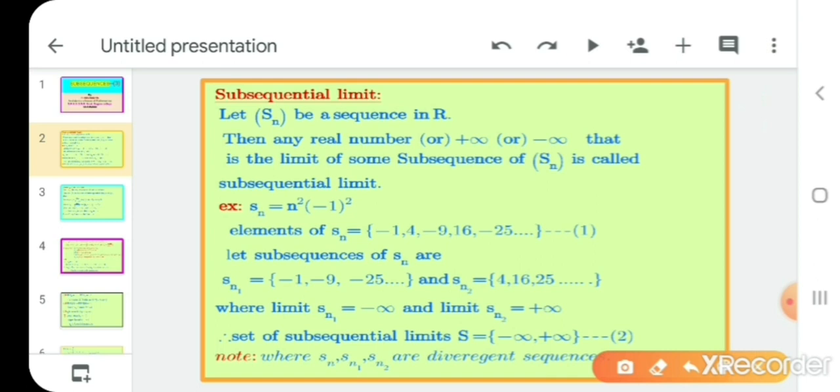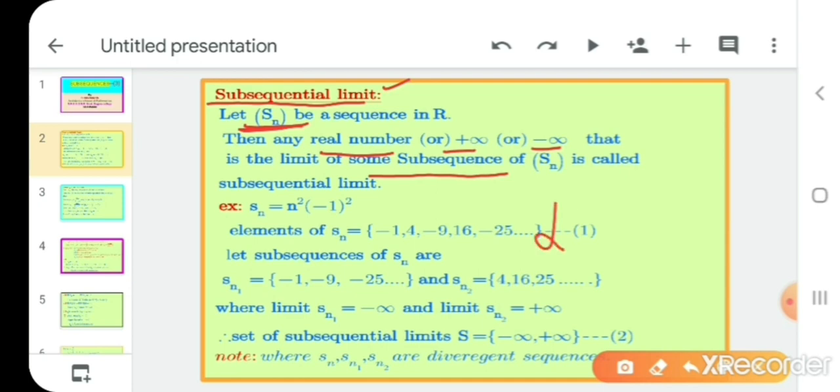This means we can write so many subsequences for a sequence. How many subsequences can we write for a sequence? So many. See here, the first one is subsequential limit. Let Sn be a sequence in R, a real number sequence. Then any real number, or plus infinity or minus infinity, that is the limit of some subsequence of Sn.